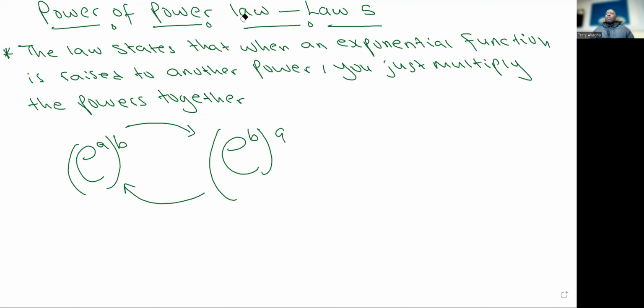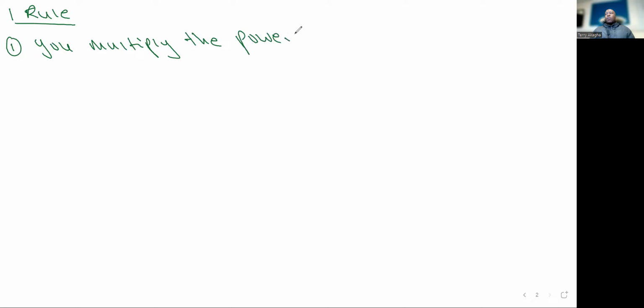So if you have something like this, how do you solve it? What is being said is that when you have something like this, you just multiply both of them. A times B will give you AB, which is the same thing as B times A, which gives you BA or AB. I'm going to do just one step, or one rule. The rule is that you multiply the powers together. That's how you do it.